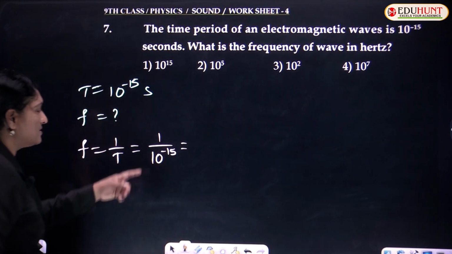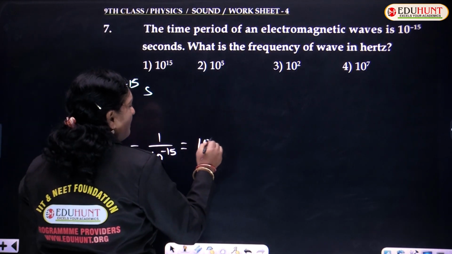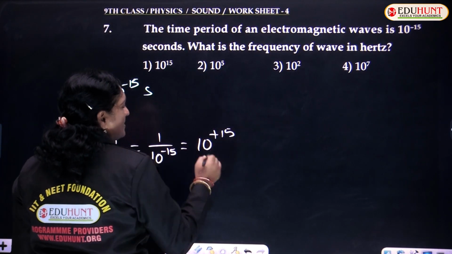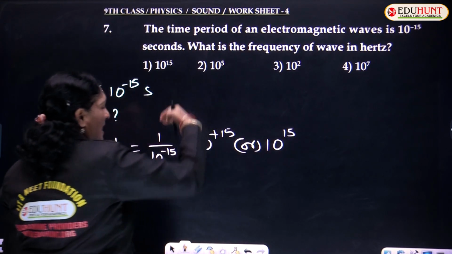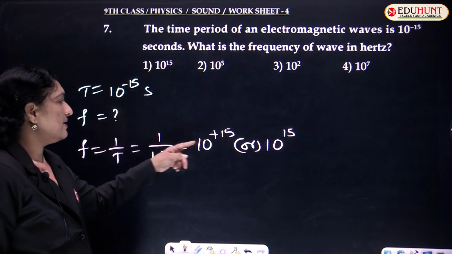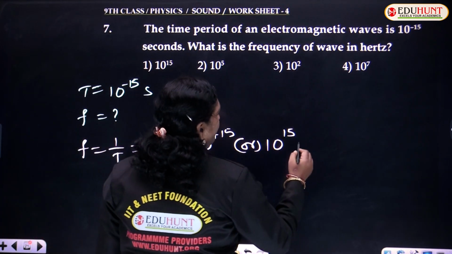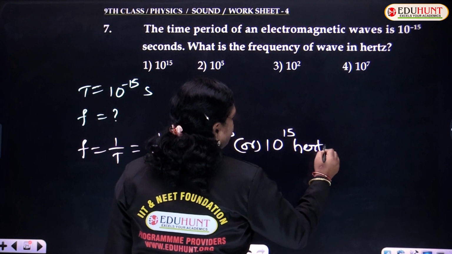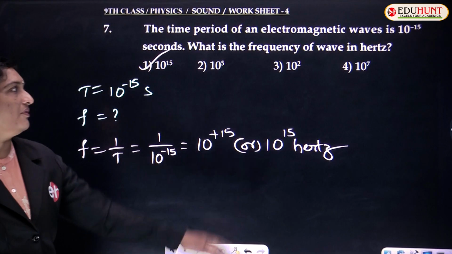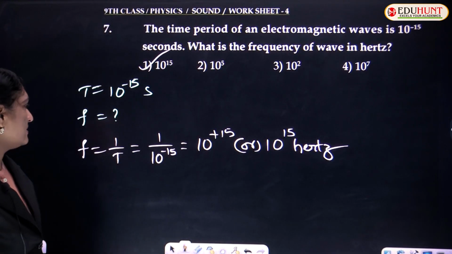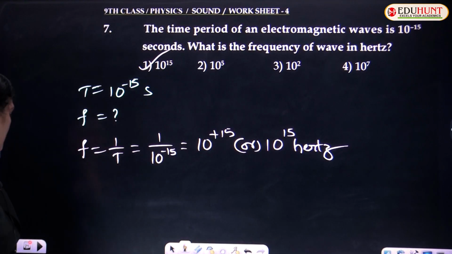So 1 by the value of T, which is given as 10 power minus 15. Earlier I told you that if it is minus 15 in the denominator, if it is carried upward, then it will become 10 power plus 15, or it can also be simply written as 10 power 15. Minus carried up becomes plus, plus carried up becomes minus. So what is the frequency? 10 power 15 hertz. So where is the correct option? First option, that is 10 power 15. Hertz units they already gave. Okay, F equals 1 by T, 1 by 10 power minus 15 is 10 power 15 hertz.